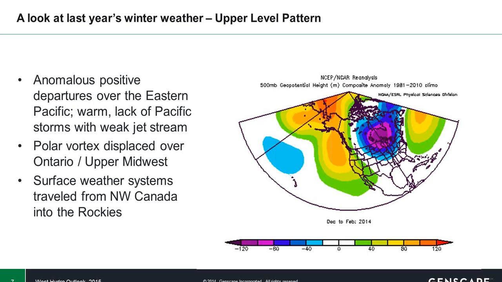When we have such a flow, most of the storms will travel from northwest Canada into the Rockies instead of coming off from the Pacific. So it explains a lot of the droughts that were aggravated in California last year.